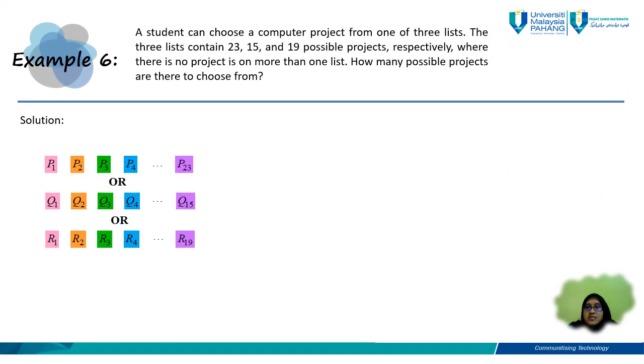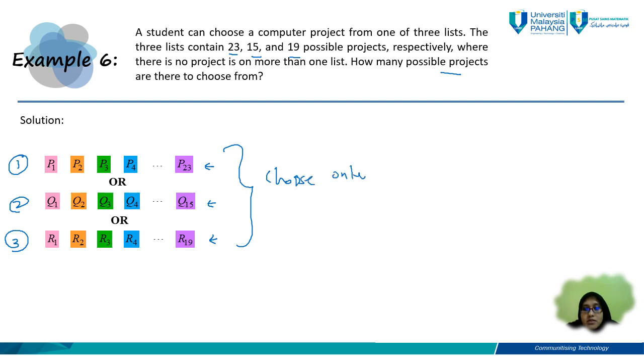Okay, so now let's try example 6. A student can choose a computer project from one of three lists. The three lists contain 23, 15, and 19 possible projects, where no project is on more than one list. So how many possible projects are there to choose from? That means you have the first choice with 23 projects, the second choice with 15 projects, while the third choice has 19 projects. But you need to choose only one. So how many ways to choose the project? By using the sum rule, you will have 23 plus 15 plus 19. That means you will have 57 ways.